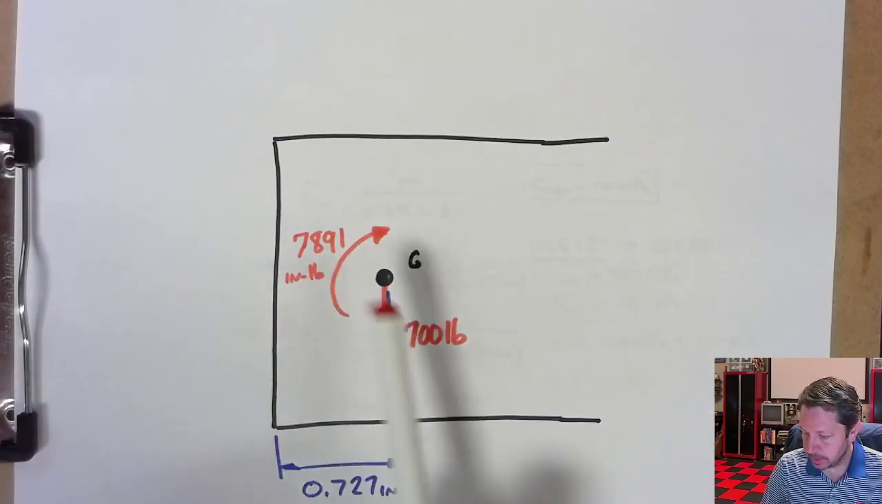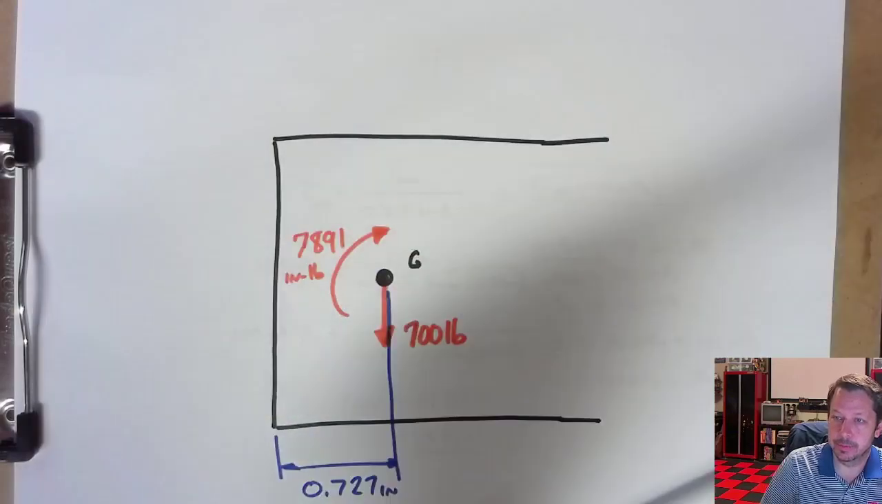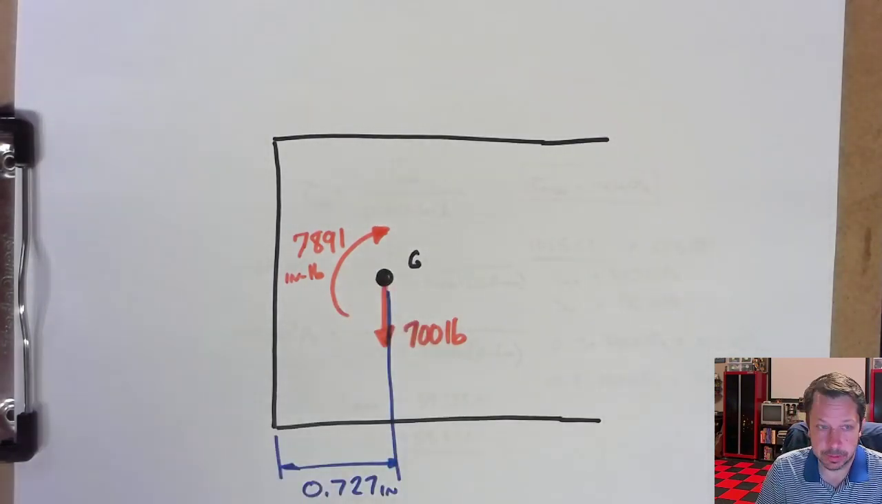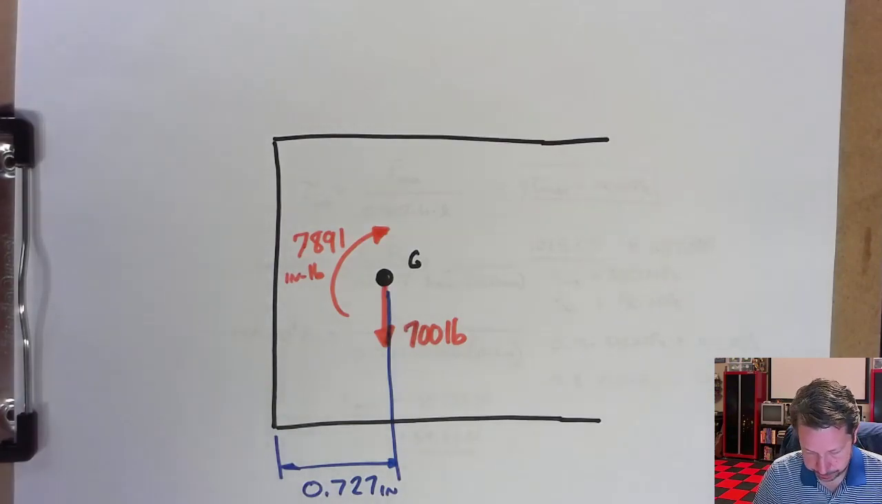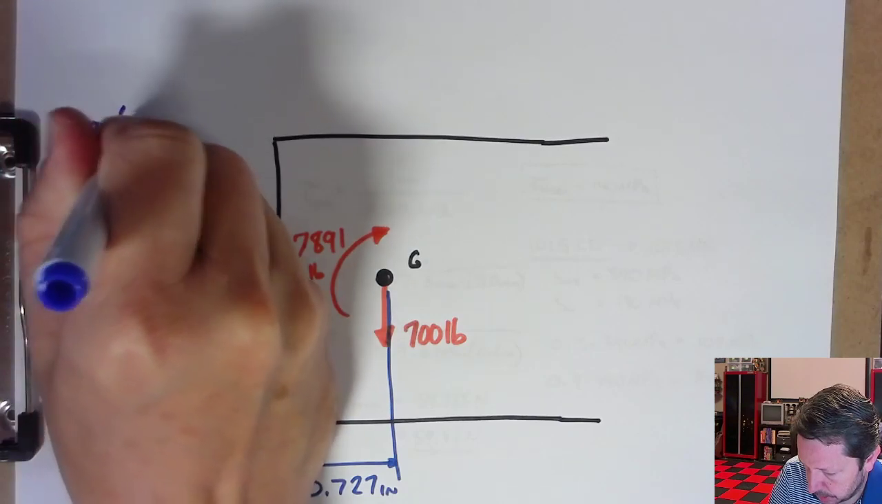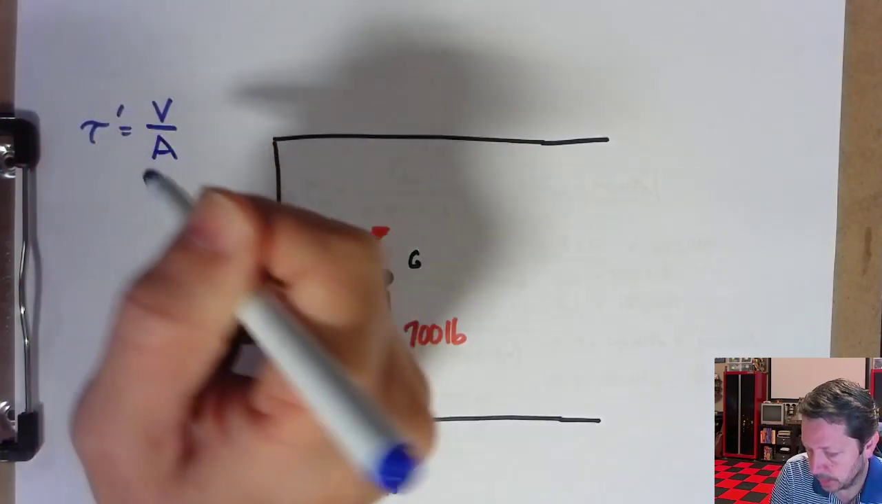Now these two represent that one point load that was off somewhere. They create the same effect that the one 700 pound force did, except now they're applied at the centroid of our weld group. Now we can go in and calculate our primary shear. Primary shear is just the shear force over the total area.